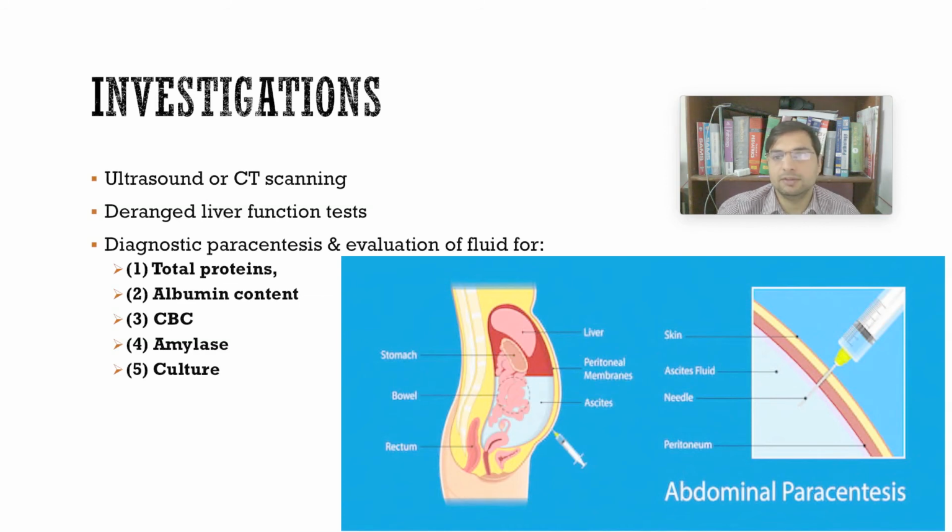Apart from this, if the patient is having features of tuberculosis, then you have to send the ascitic fluid for tuberculosis evaluation also, by determining the ADA levels, adenosine deaminase levels also, right? If there are some features of abdominal tuberculosis.